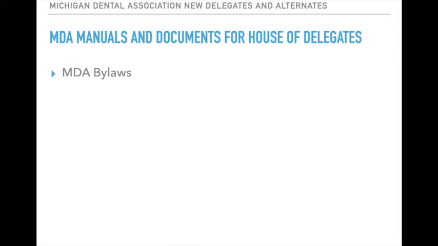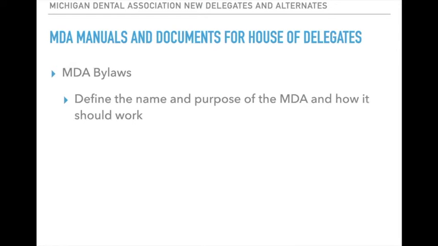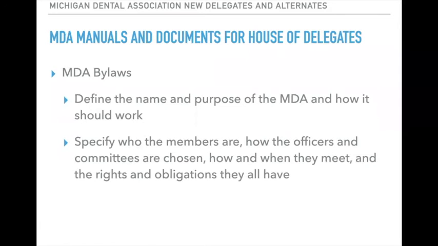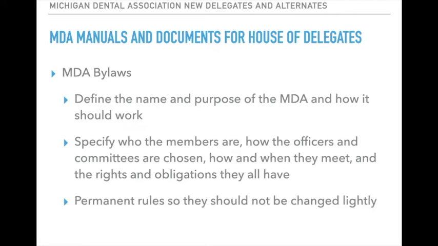Our next one is the MDA bylaws. These define the name and the purpose of the MDA and how it should work. These are the governing documents for how our association works. Bylaws are the end all be all for what we look at. It's like the Constitution. They specify who members are, how the officers and committees are chosen, how and when they meet, and the rights and obligations they all have. These are permanent rules, so they shouldn't be changed lightly.